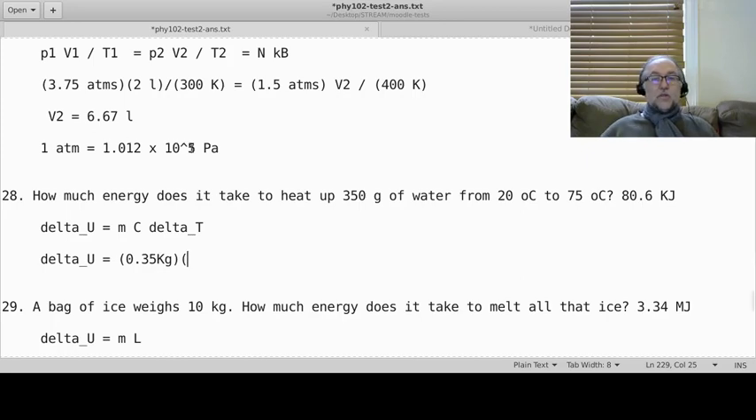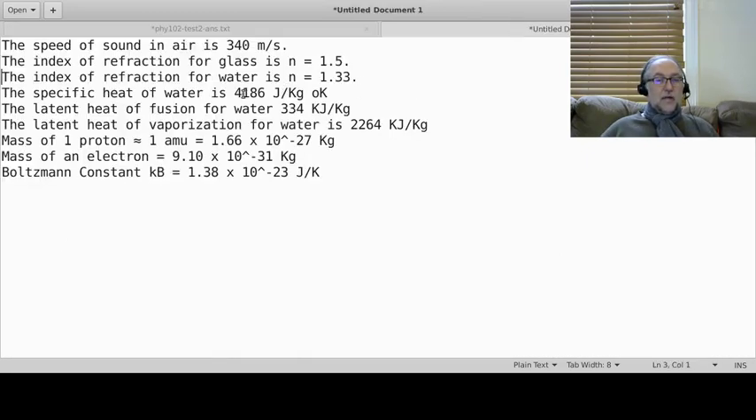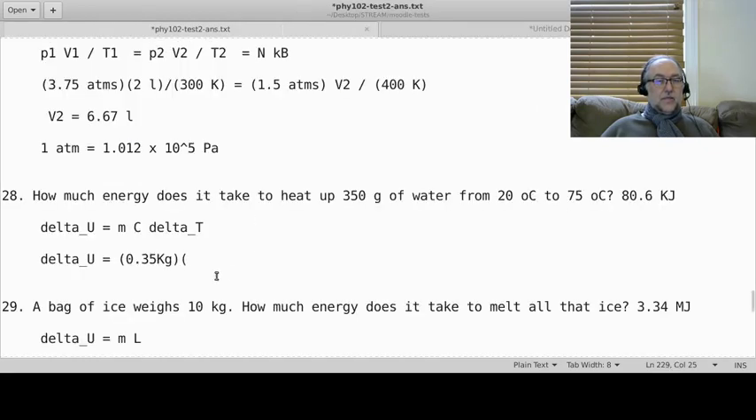The specific heat of water, I think I gave it to you. It's an easy number to memorize because you tend to see it a lot. It's 4,186 joules per kilogram degree Kelvin. And the delta T is, well, it starts at 20, goes up to 75, so it's going to be 75 minus 20 degrees Celsius. Now, it might be a little confusing.